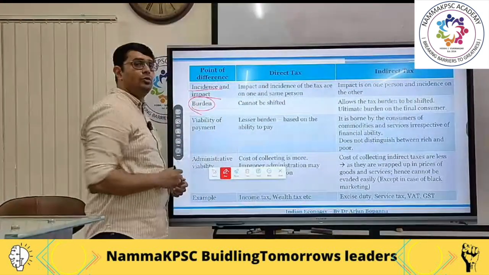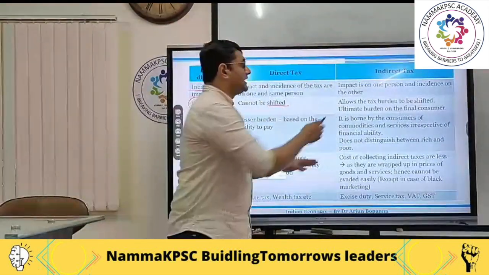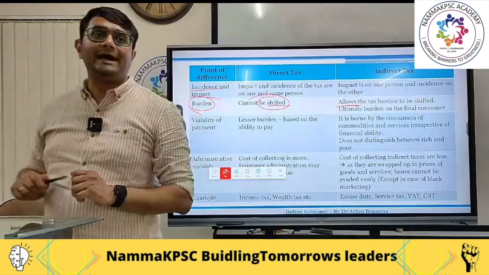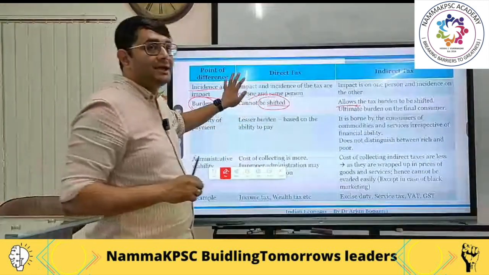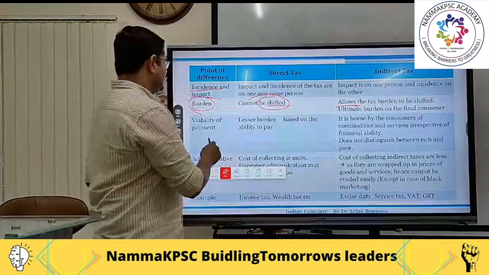So that is the incidence and impact. So on whom is the burden? The burden can be shifted in the case of indirect tax. The burden cannot be shifted in direct tax. In direct tax, the burden cannot be shifted. In indirect tax, the burden can be shifted.